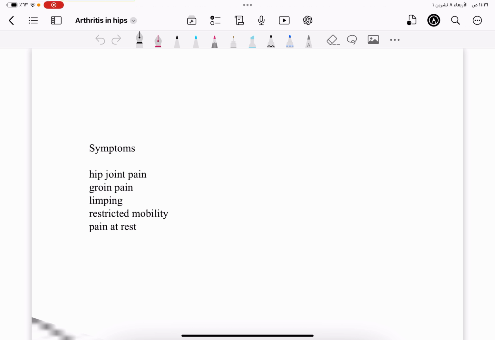The patient starts limping, because of the pain. Then you get stiffness. When it gets severe, you start getting pain at the wrist and pain at the arm. So this is the progression. So these are the symptoms.